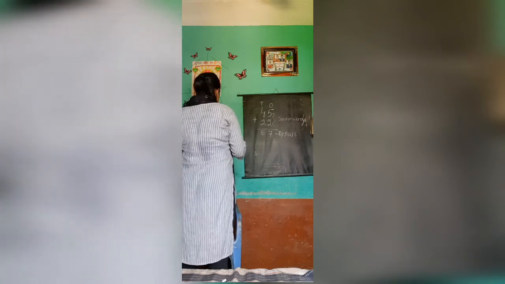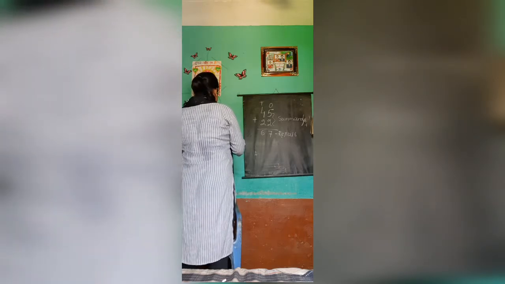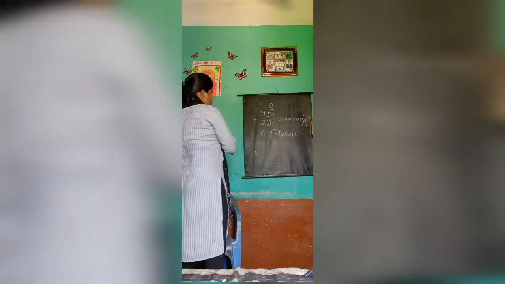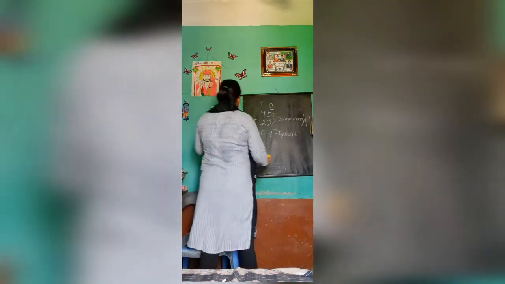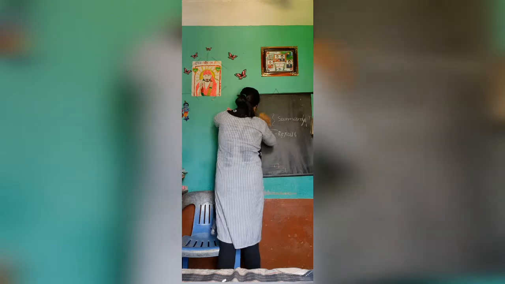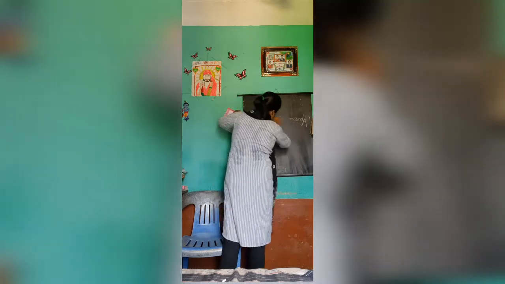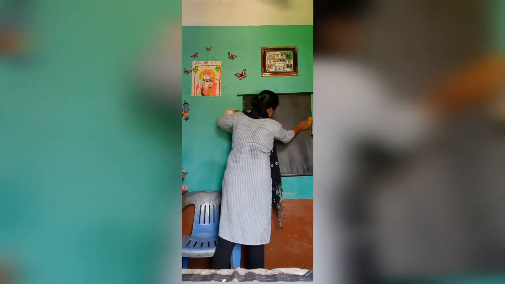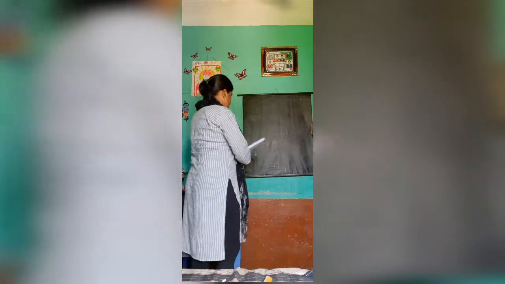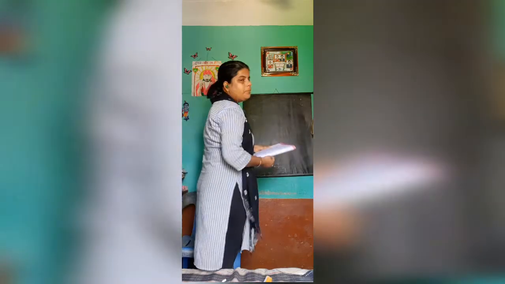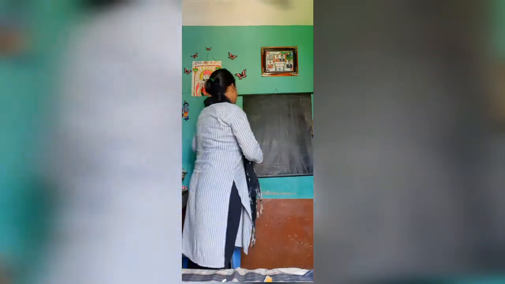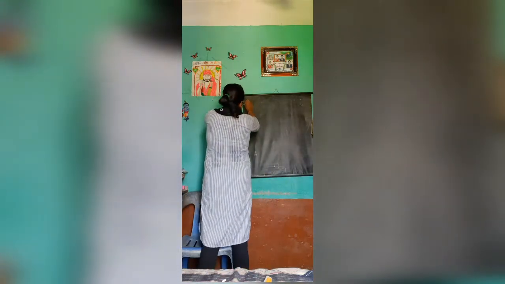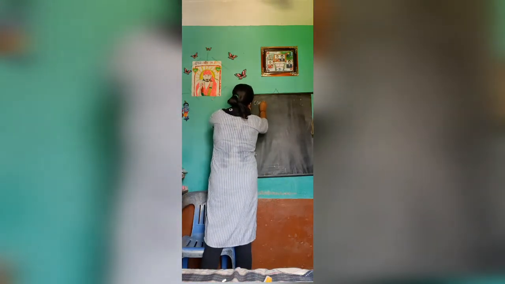Next is order or properties of addition. Properties of addition. First property name is commutative property.